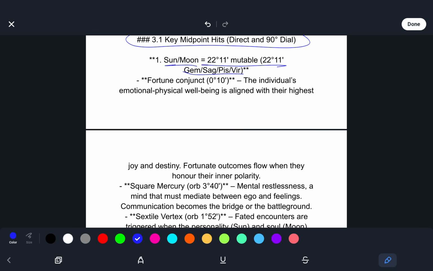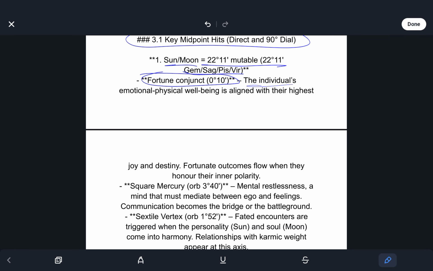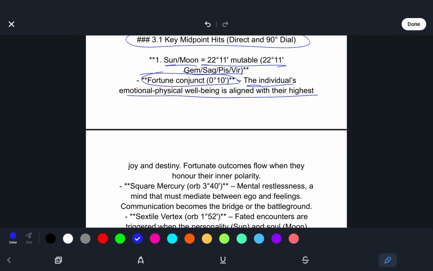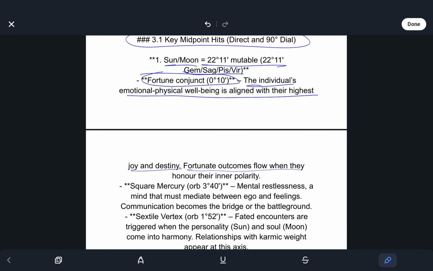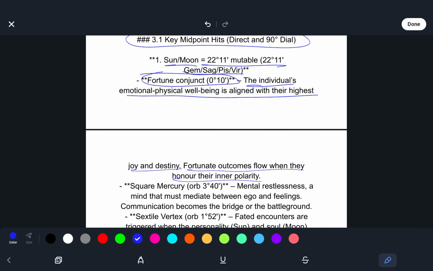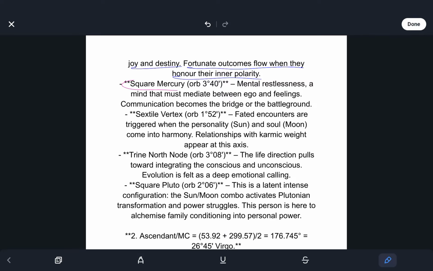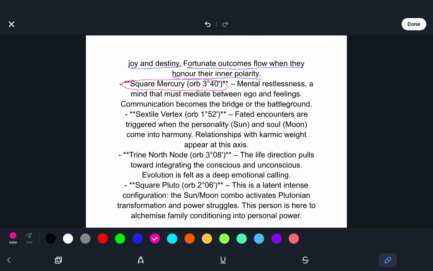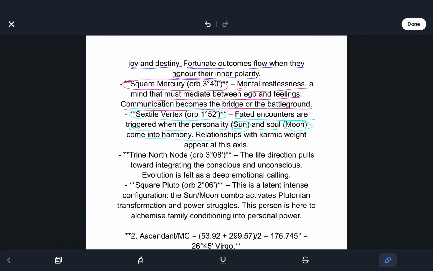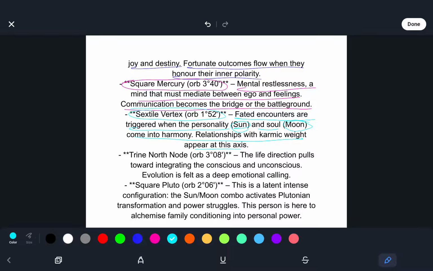With the Fortune conjunct at 0 degrees 10, the individual's emotional and physical well-being is aligned with their highest joy and destiny. So fortunate outcomes flow when they honor their inner polarity. Squaring Mars, an orb of 3 degrees 40, is mental restlessness, a mind that must mediate between the ego and feelings. Communication becomes the bridge or the battleground. Sextile the Vertex, an orb of 1 degree 52: fated encounters are triggered when the personality, which is the Sun, and the soul, which is the Moon, come into harmony. Relationships with karmic weight appear at this axis.